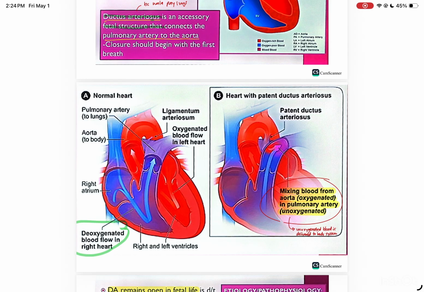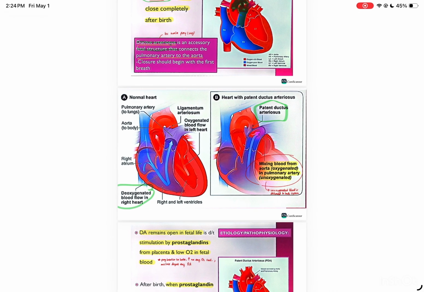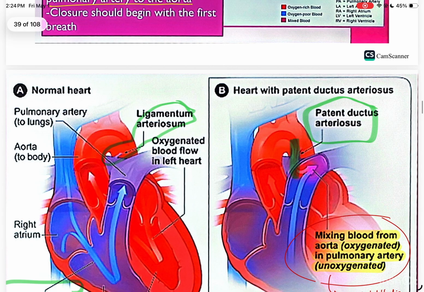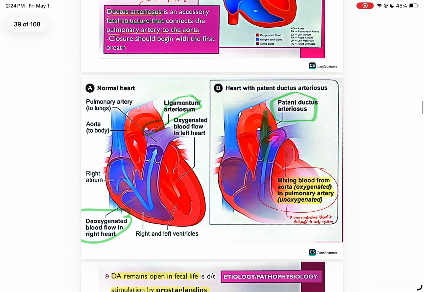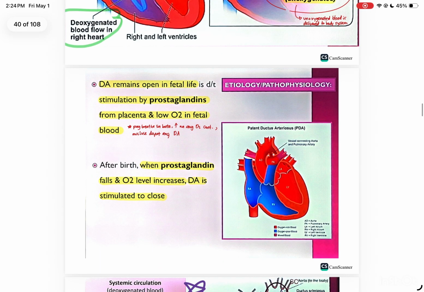In a normal heart, the pulmonary artery goes to the lungs and the aorta to the body. In a heart with patent ductus arteriosus, the ductus should close and become the ligamentum arteriosum. But here in patent ductus arteriosus, it stays connected to the aorta, so there is mixing of blood between the aorta and the pulmonary artery.